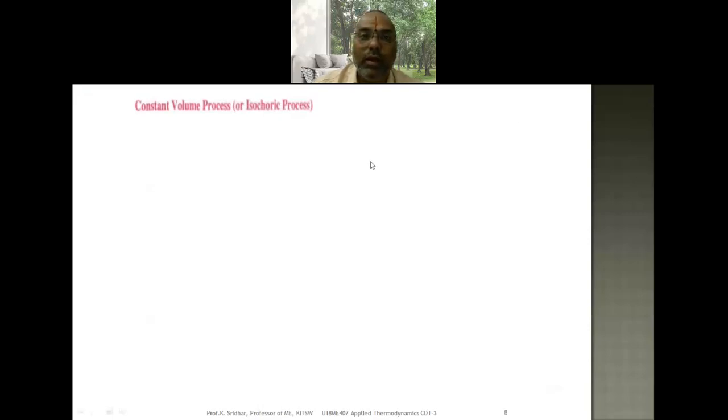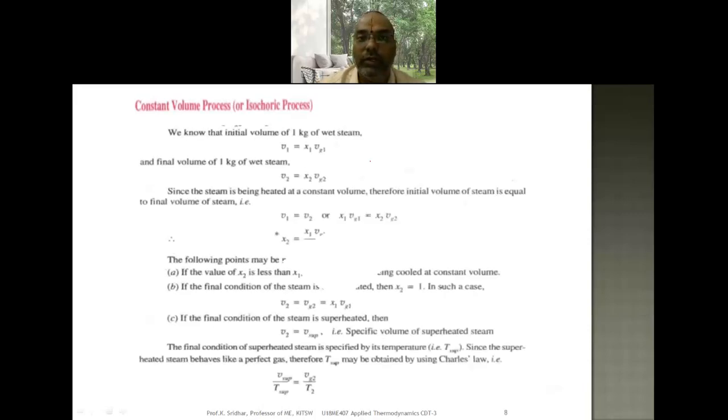So now let us discuss the important one, that is, how can we represent the constant volume process on this particular Mollier diagram. Because we already studied how to find out the specific volume of the wet steam as well as the dry steam as well as the superheated steam. So we are already using similar formulas. Now we can find out the value of x if it is wet steam, and if it is dry steam, it will be equal.